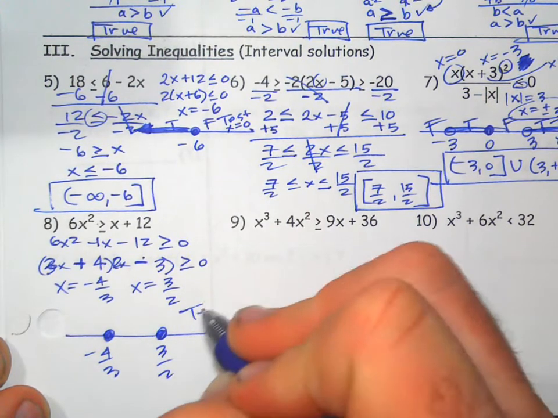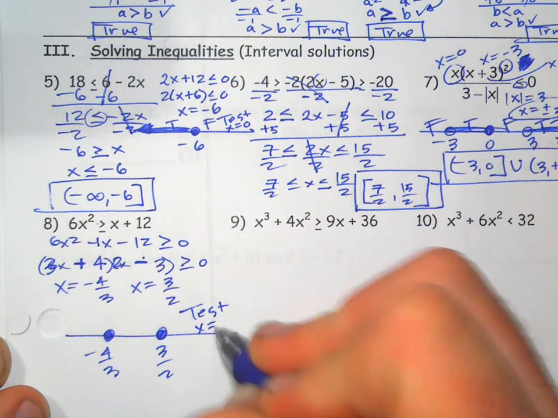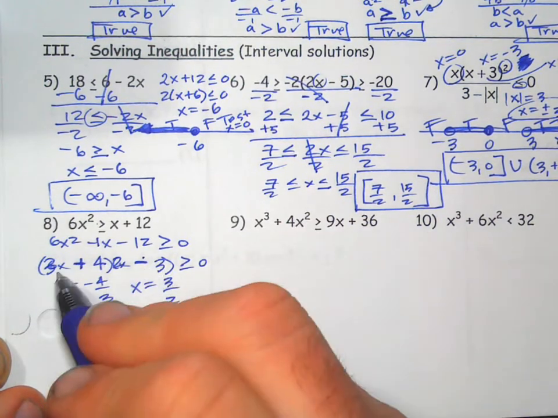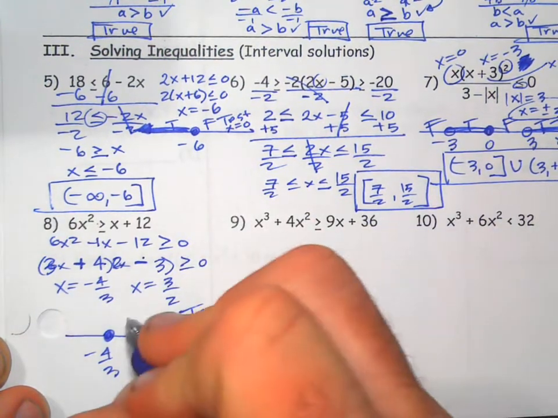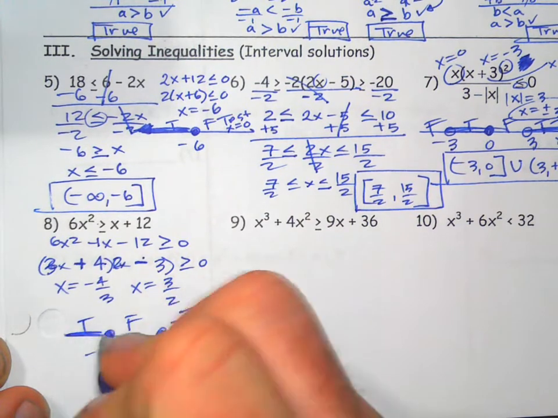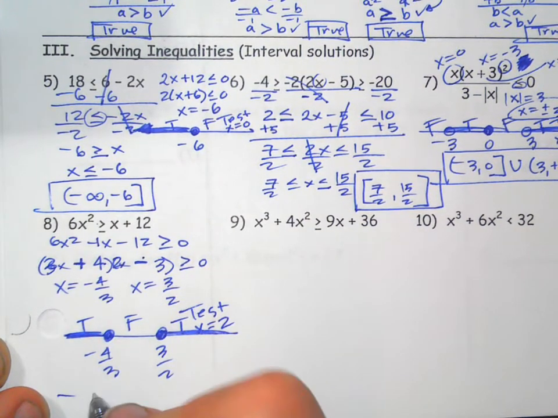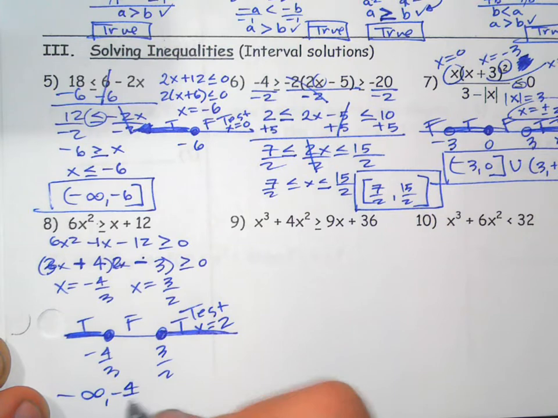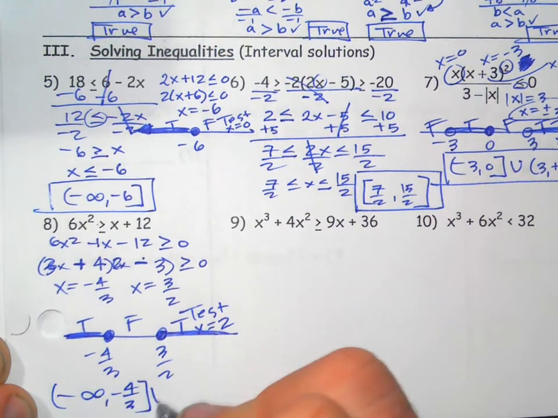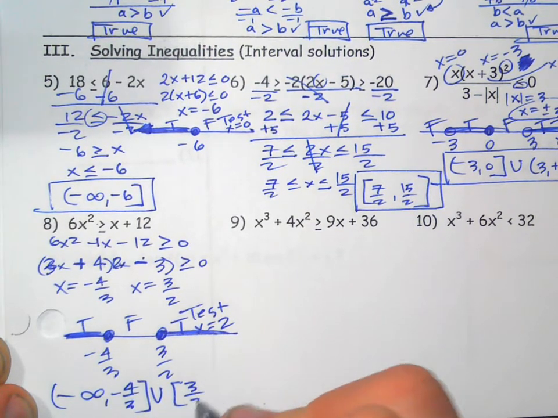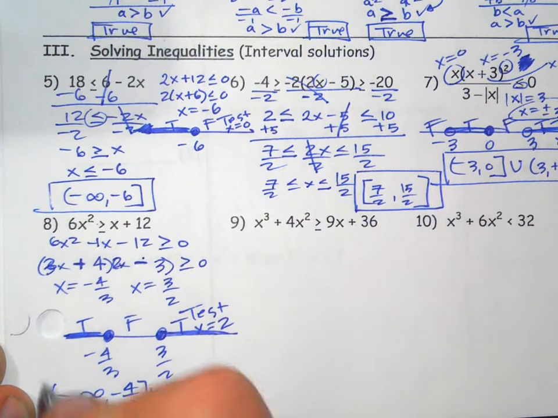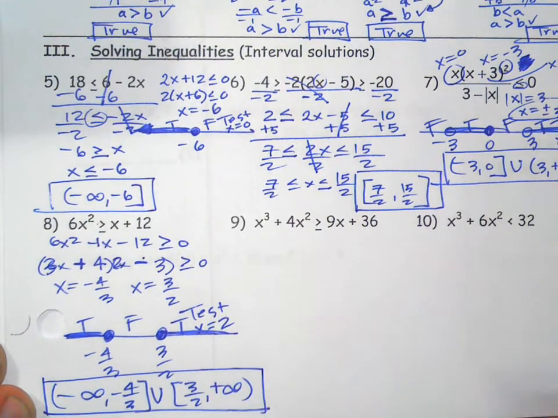Tell me what you're testing. X equals 2. Positive, positive. True, false, true. Negative infinity, negative 4/3, bracket, union, 3/2, positive infinity, parentheses. There you go.